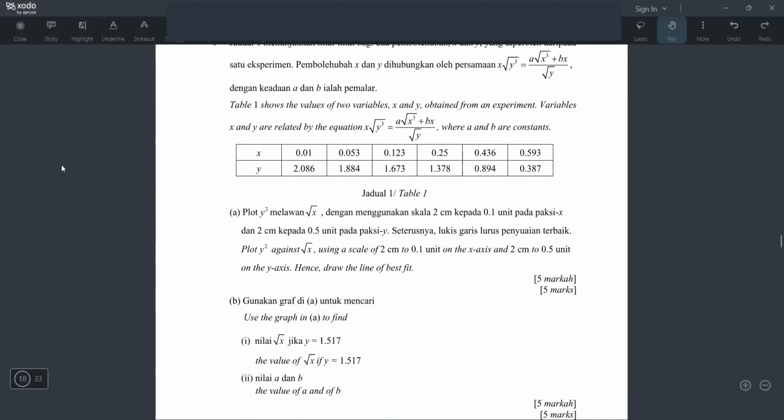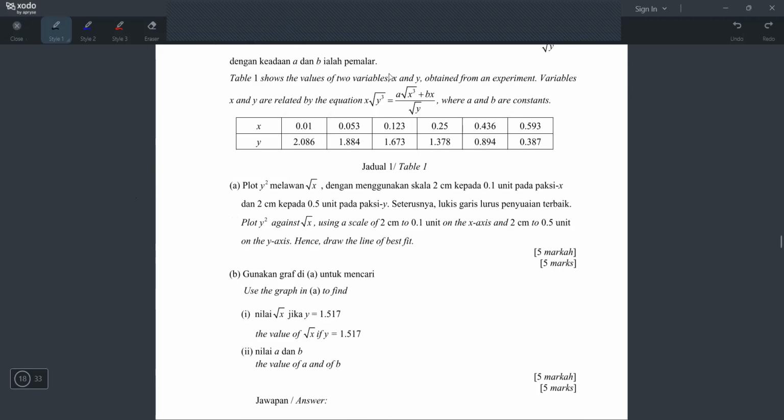Okay, done already. All right, number 9. This is linear law, right? So linear law means there will be a graph, right? There will be a graph. So let's read the question. Okay, so table 1 shows the values of two variables, x and y, obtained from an experiment. Variables x and y are related by this equation where a and b are constants. They give you a table, they ask you to plot a graph, and then do part B, B1, B2.